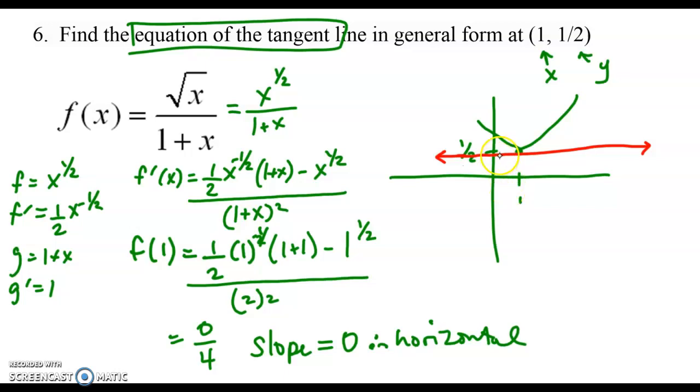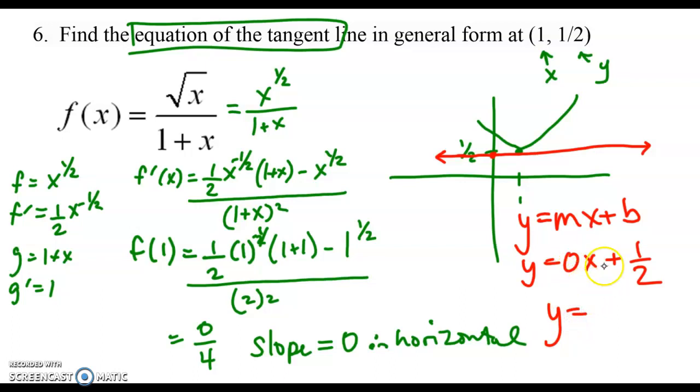Do we know the y-intercept? Well, yeah, it intercepts here at a half. When we're looking at y equals mx plus b of this line, well, we know the slope is 0, and we can see that the b is a half, right? So the equation here, y equals, well, 0 times x is 1 at that point, but it doesn't matter. y equals a half is the equation of that line. In general form, y subtract a half equals 0. Voila.